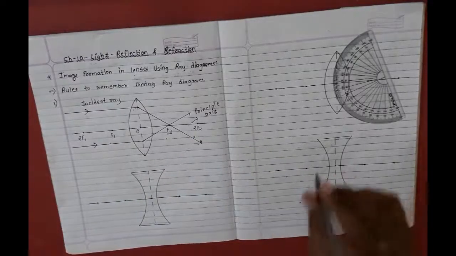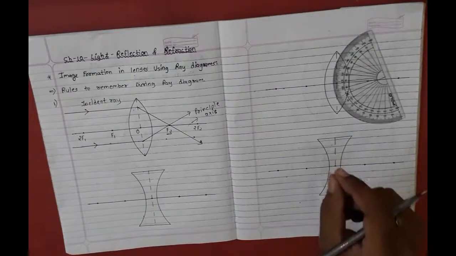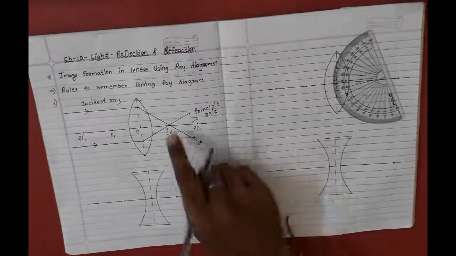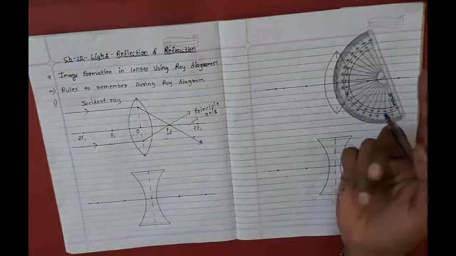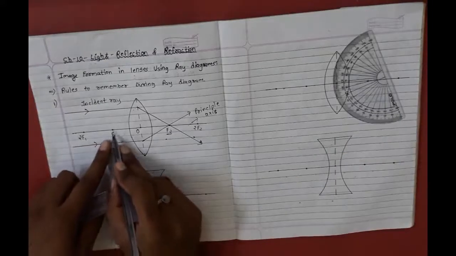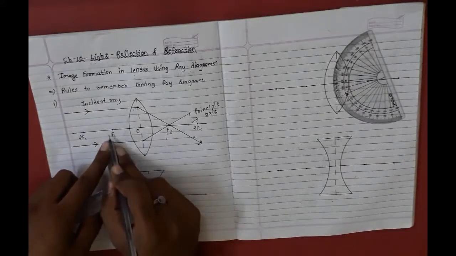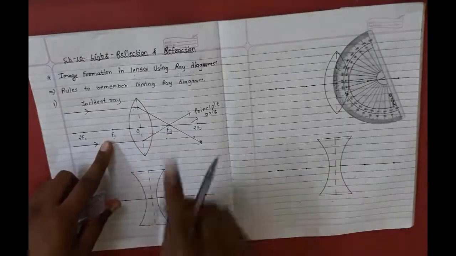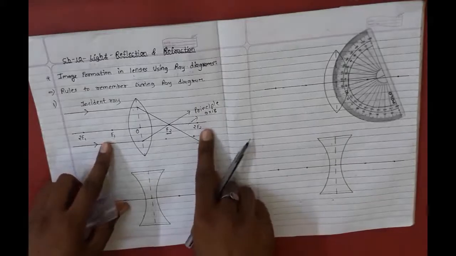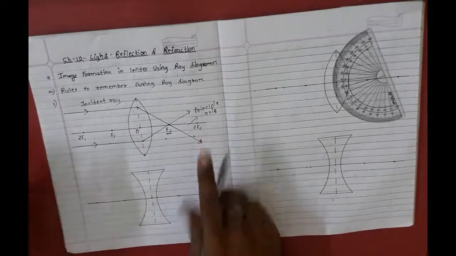So in general, whenever your incident ray is parallel to the principal axis, after refraction it will pass through the principal focus on the other side of the lens. We also have a focus on this side, in front of the lens, but after refraction the ray will pass through the focus on the other side of the lens. Is it clear? Now, rule number 2.